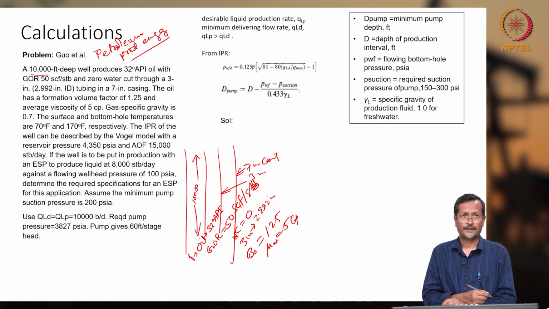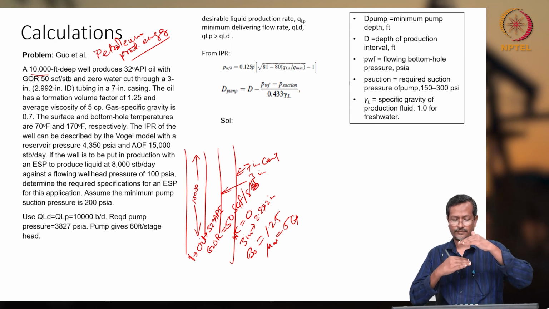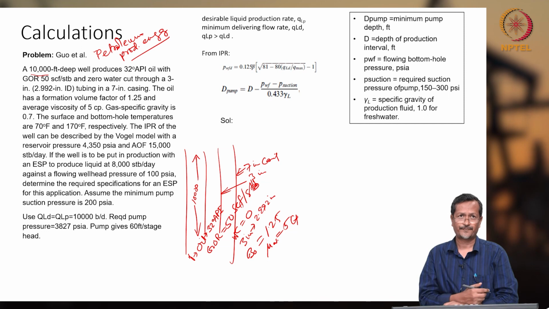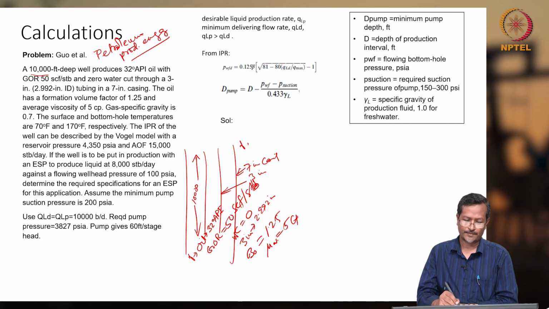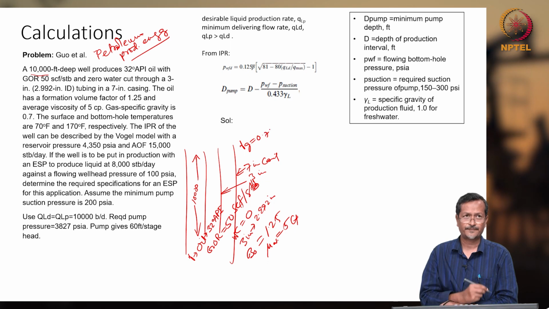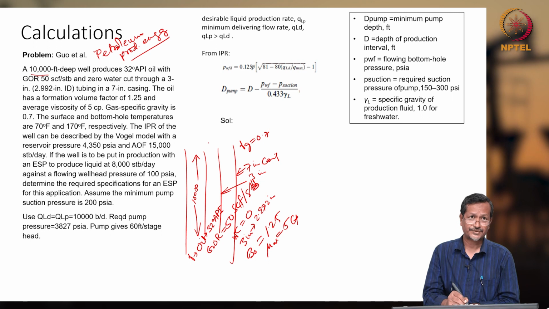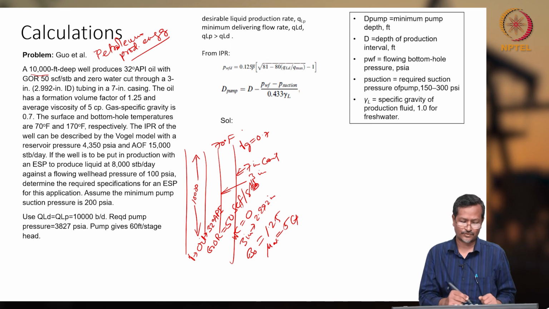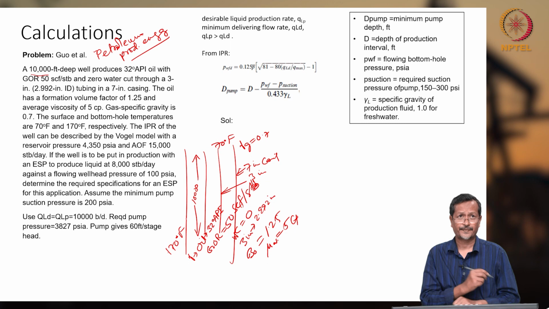Average viscosity is given because from wellbore to the surface, the viscosity changes because of pressure and temperature change. Gas specific gravity is given 0.7. So gamma gas equals 0.7 is given. And the surface and bottom hole temperature again given. Surface temperature given 70 degree Fahrenheit, because nearby surface temperature is lower, and wellbore temperature is higher, 170 degree Fahrenheit.